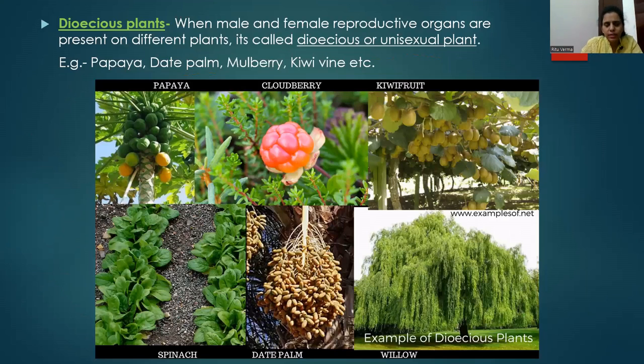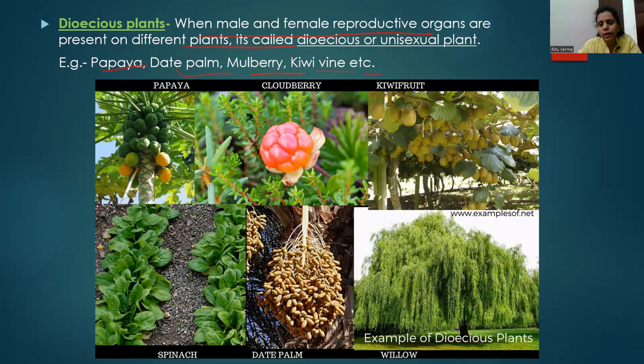Next is dioecious plants. Dioecious plant means when male and female reproductive organs are present on different plants. That means unisexual plant. In these plants, male and female reproductive organs are present on two different plants, and the male gamete or female gamete is produced by separate plants, or maybe separate flowers. Understand? Examples of such plants are papaya, date palm, mulberry, kiwi, wine, etc.